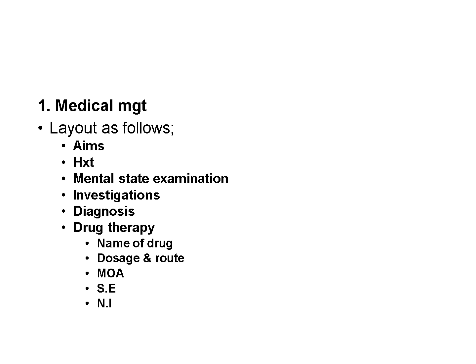So from investigations you can go to drug therapy. Under drug therapy you need to mention the drug name, the dosage and route, mechanism of action, the side effects and nursing implications. So for drugs you can write a minimum of 2 and a maximum of 3 drugs unless specified. Okay, so aims.